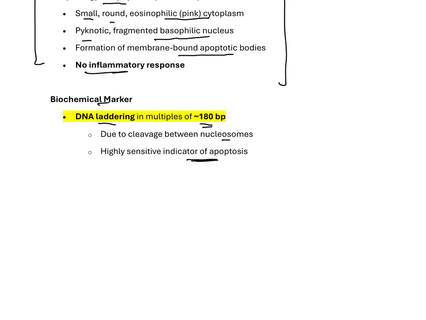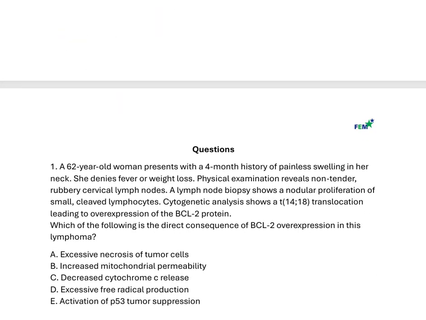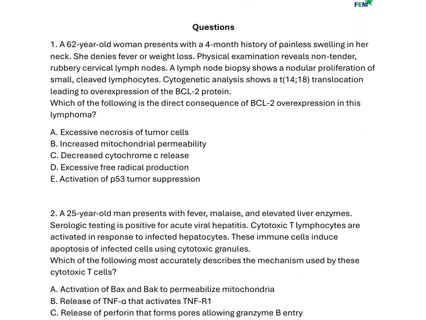Guys, I know it's been a long lecture, but we finally come to the end. So let's do some questions. A 62-year-old woman presents with a 4-month history of painless swelling in her neck, right? She denies fever and weight loss. Physical examination reveals a non-tender rubbery cervical lymph node. A lymph node biopsy shows a nodular proliferation of small cleaved lymphocytes.